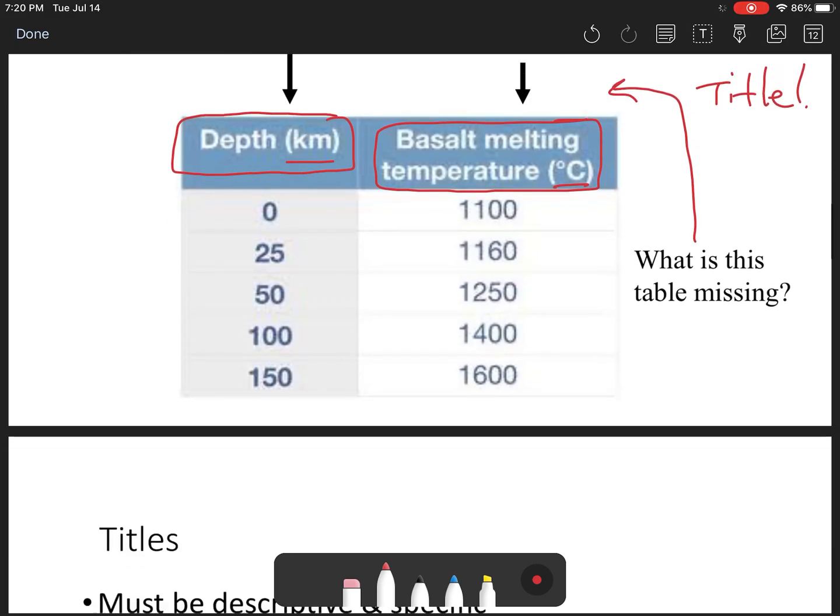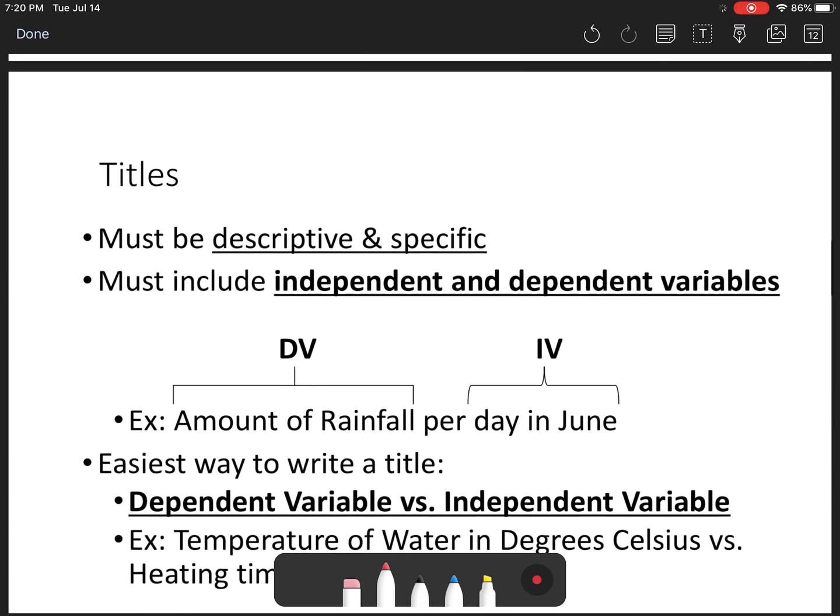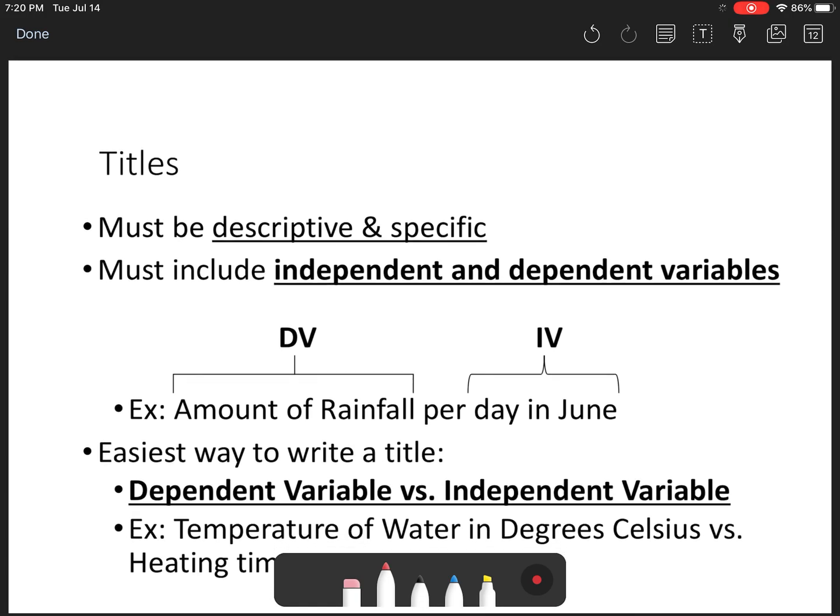Okay? So, it's very, very important that you have a very good and specific title on both your table and your graph. And you can use the same title for both because really if you make a good table, that's what your data is going to be then converted into a graph. It's going to show the same thing, it's just in a different format. So you can use the same title for both. But it has to be descriptive and specific. Okay? It has to include your independent and dependent variables. It has to include those two things.